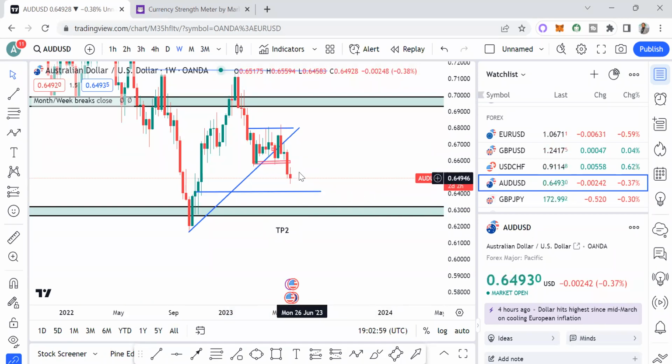Because if we come down with this momentum and we break this support, we are likely to break this support. This is 0.64. Come and test 0.63 thereabout. So the major support where price is likely to bounce off from will be around this 0.63.